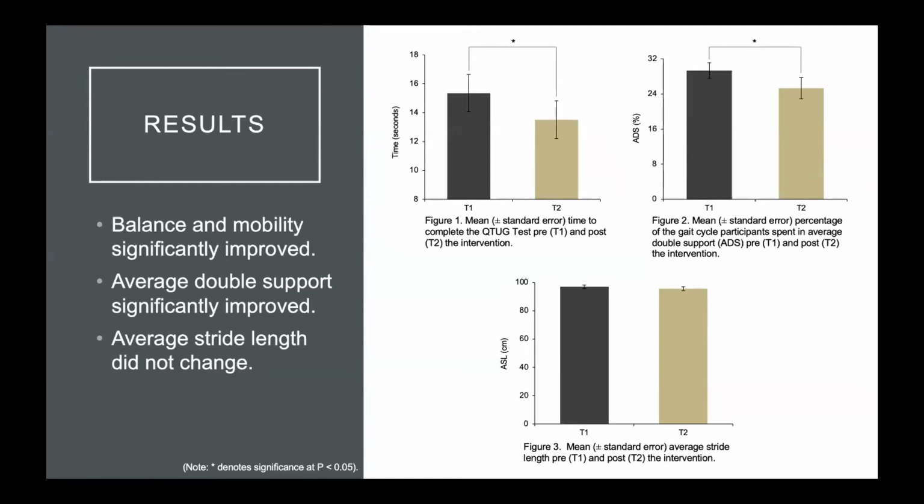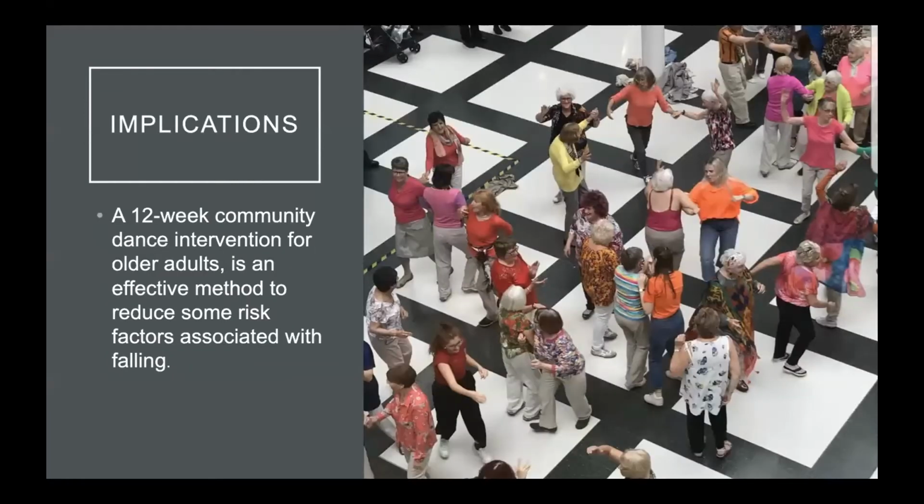But nonetheless, the research was really positive, with 2 out of 3 outcome measures improving. So I can conclude that the 12-week mixed genre dance intervention is an effective method for some modifiable risk factors to reduce the risk of a fall.